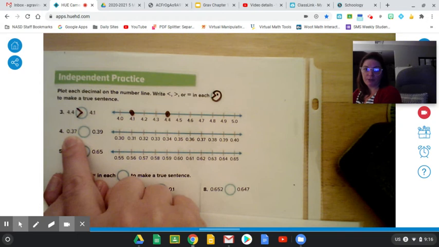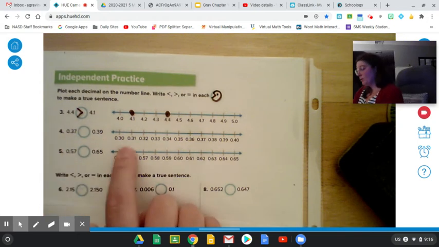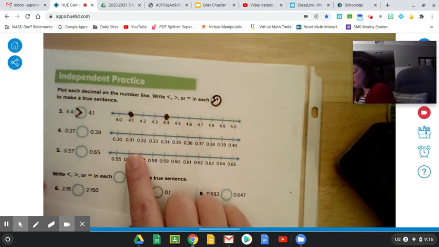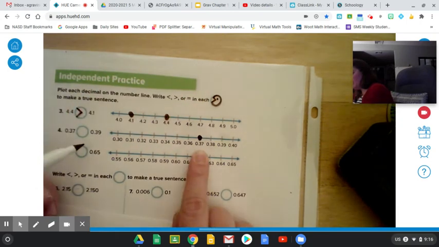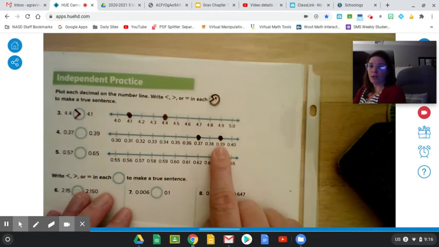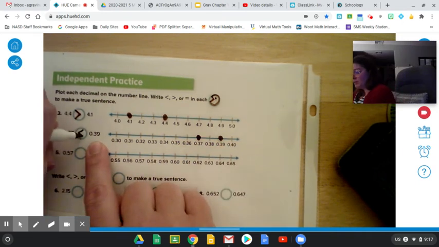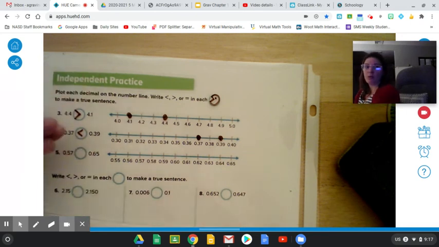37 hundredths compared with 39 hundredths. On my number line, I'm counting by 1/100th. So let's plot both of these. 37 hundredths and 39 hundredths. 39 hundredths is on the right side, which means it's greater. So for this one, Pac-Man needs to eat 0.39 because it's greater. So here comes Pac-Man. He eats the greater number.